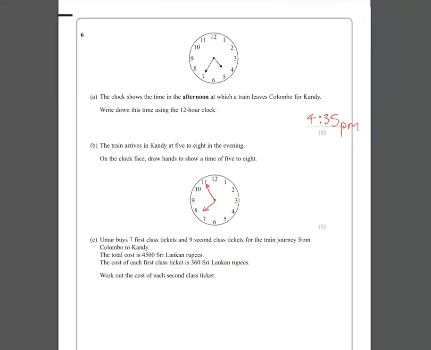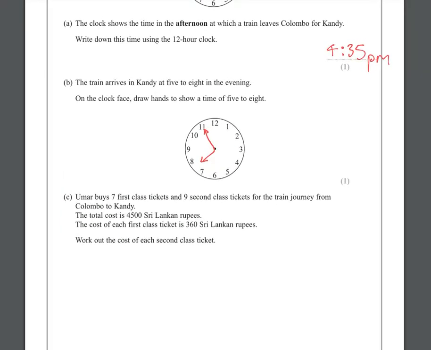Emma buys a first class ticket and 9 second class tickets for the journey from Colombo to Kandy. Total cost is 4,500 Sri Lankan rupees. The cost of each first class ticket is 360. So on first class tickets, you spent 360 times 7. We get our calculator out, and that is 2,520.